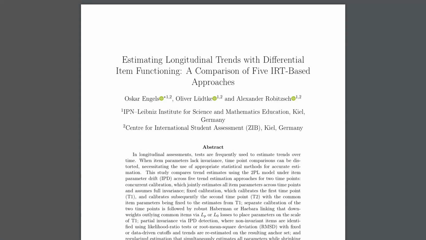Ever wonder if the way we measure things over time can be tricked by subtle changes? Well, this new study dives deep into that very question, looking at how to accurately track trends when the tools we use might be shifting slightly.